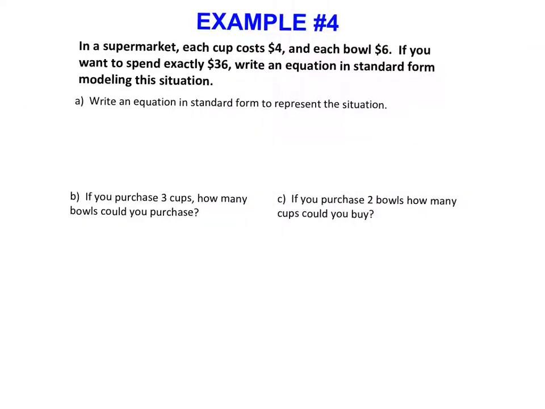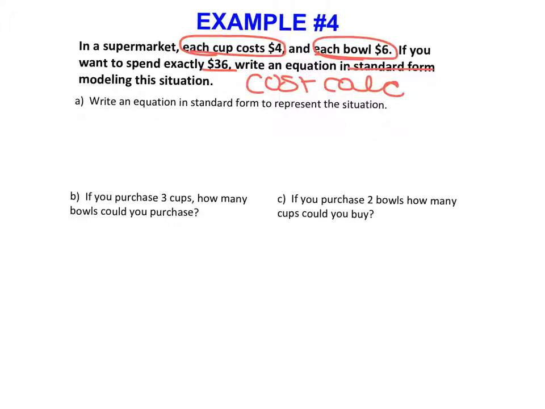And our final word problem here, this one says, in the supermarket, each cup costs $4 and each bowl costs $6. If you want to spend exactly $36, write an equation in standard form to model the situation. So I know this is going to be in standard form because this is a cost calculating equation. So write an equation in standard form to represent the situation.